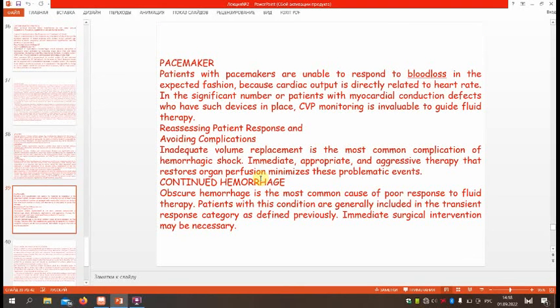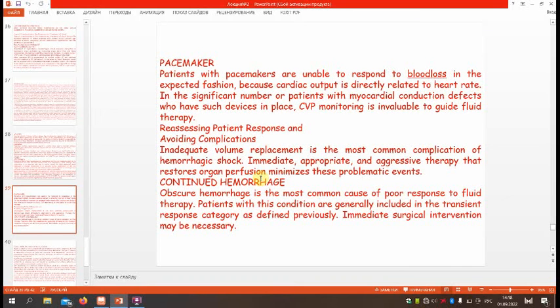Pacemaker. Patients with pacemakers are unable to respond to blood loss in the expected fashion because cardiac output is directly related to heart rate. In the significant number of patients with myocardial conduction defects who have such devices in place, CVP monitoring is invaluable to guide fluid therapy.